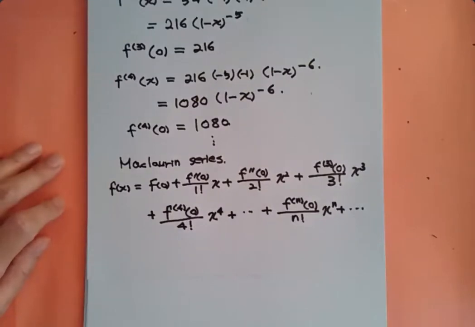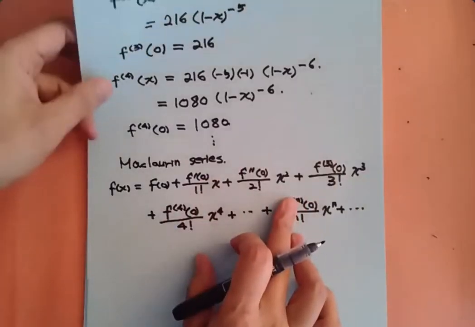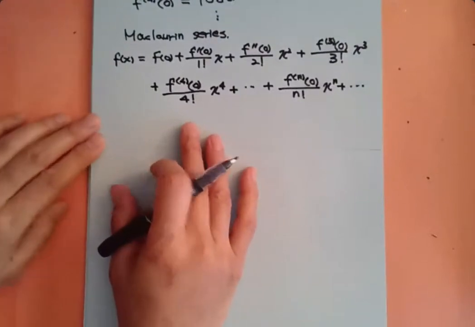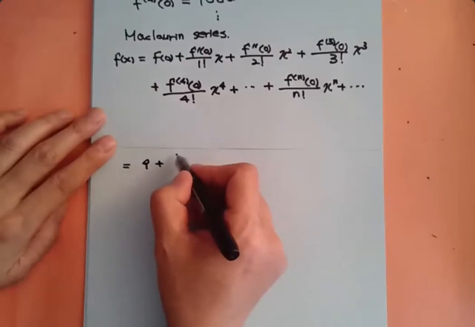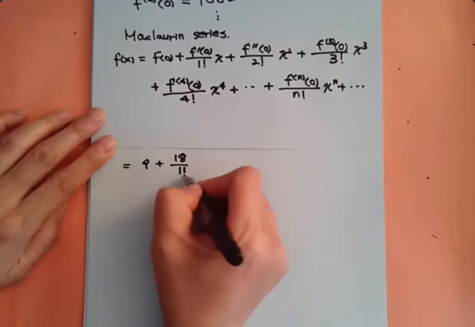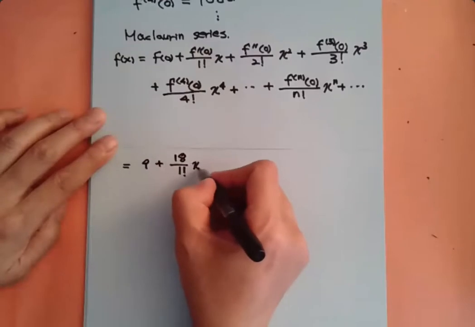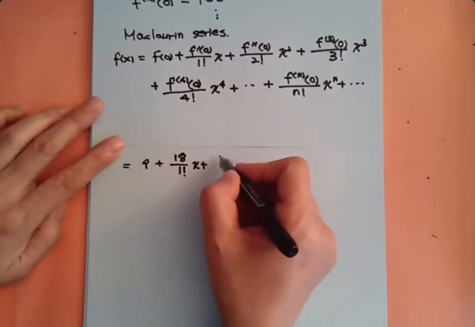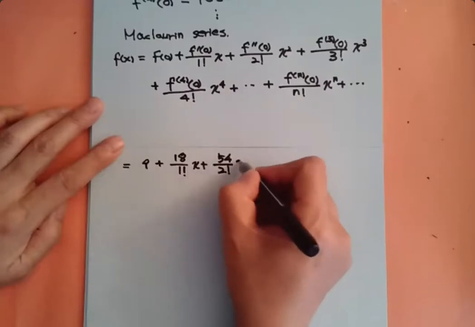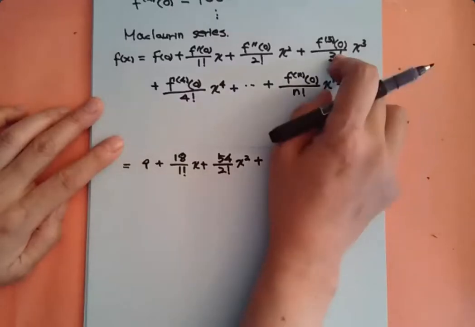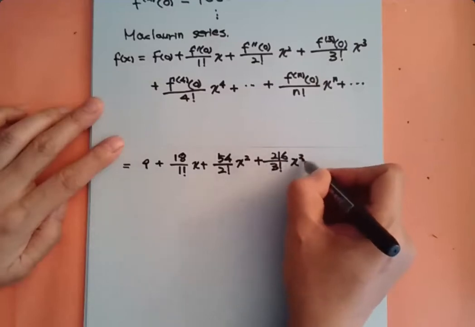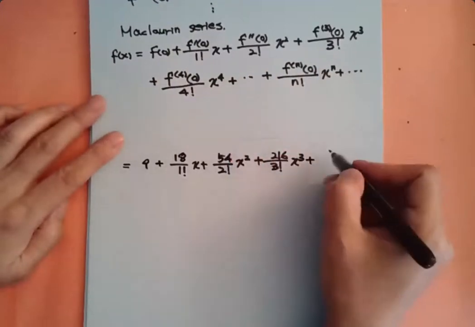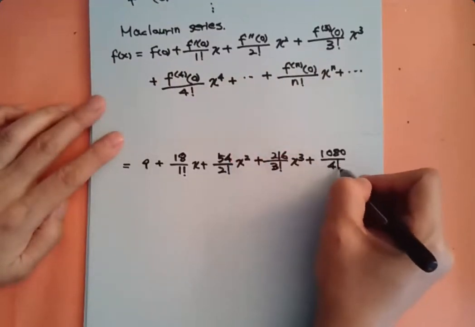So we've been getting all the values here, and then we will try to think about the pattern. f(0) was 9, and f'(0) is 18, so we will write 18 x here. Plus f''(0) is 54 over 2 factorial x squared, plus the third derivative is 216 over 3 factorial x cubed, plus the fourth derivative is 1080 over 4 factorial x to the 4th power.